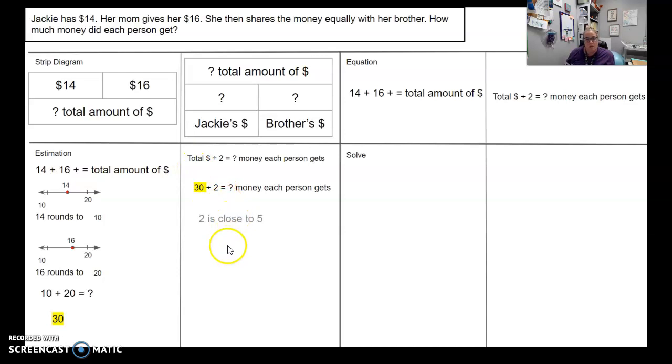So now I can look at my 2. Well, I know that 2 is pretty close to 5, and I know how to skip count by 5. So I'm going to go ahead and use 5 as my estimation. So now my new equation is 30 divided by 5 equals question mark. Well, I can figure that out.